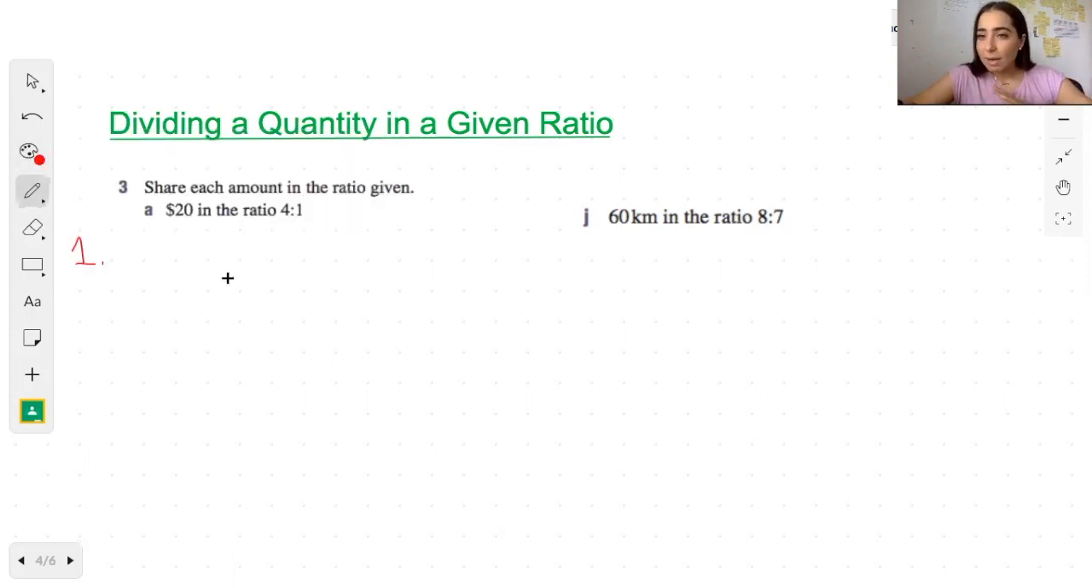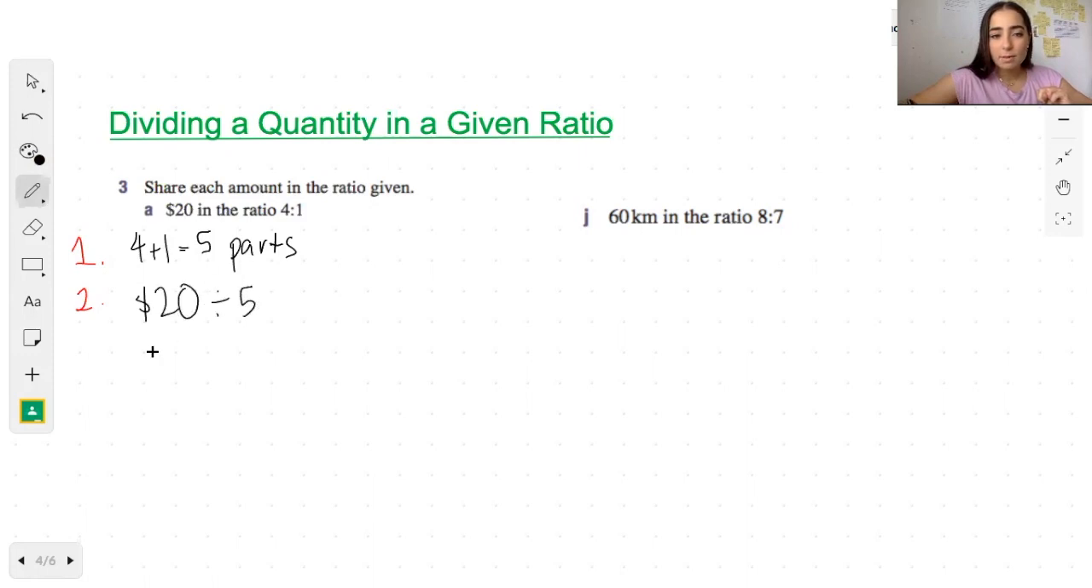Okay, the first step in all questions is to calculate the total number of parts by adding each of these numbers in the ratio. So 4 plus 1 equals 5 parts. The second thing that you want to do is to divide the quantity, so in this case $20, by the total number of parts. So that equals $4, and that will give you the value of 1 part.